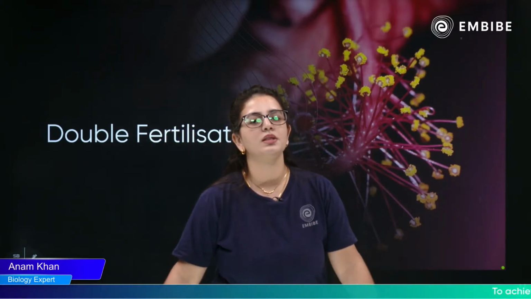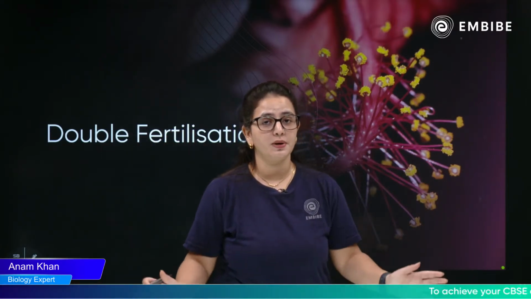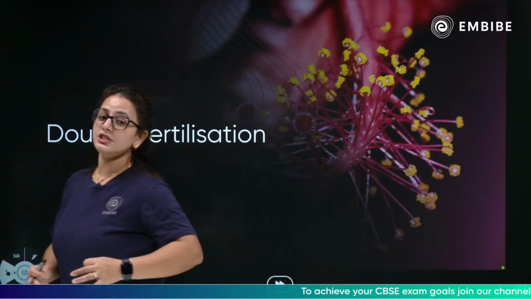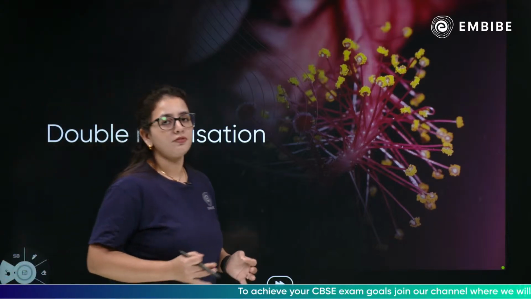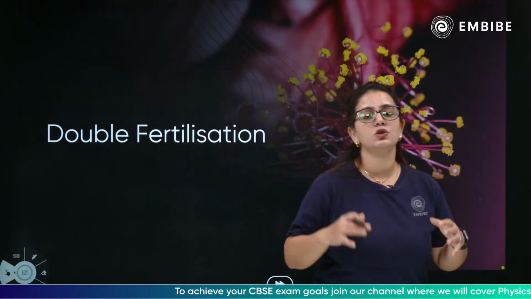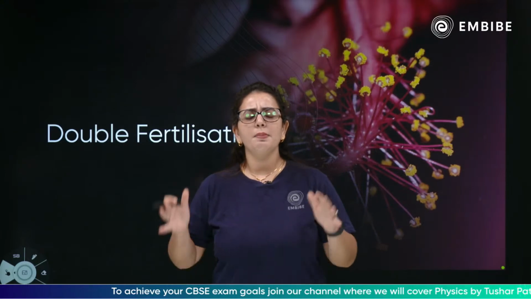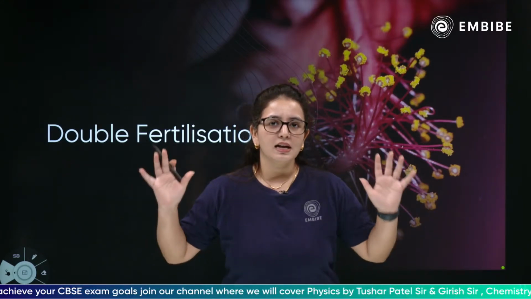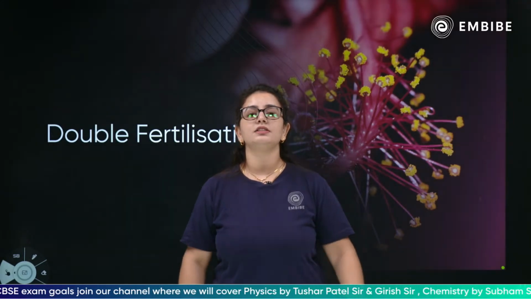Once again we are here with another topic from sexual reproduction in flowering plants, and the most important topic of this chapter is double fertilization. Yes, which is a unique feature of the angiosperms. But how does this double fertilization take place? We're going to study that in this particular lecture. So let me start today's session.